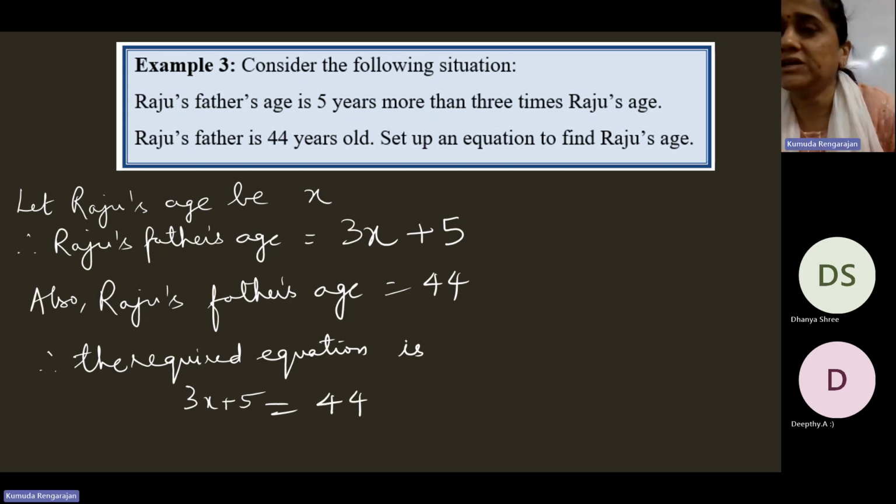What have we understood about an equation? What you write on the left-hand side and the right-hand side must be equal. What is Raju's father's age? 44. But what is the expression that is used to express Raju's father's age? 3x plus 5.